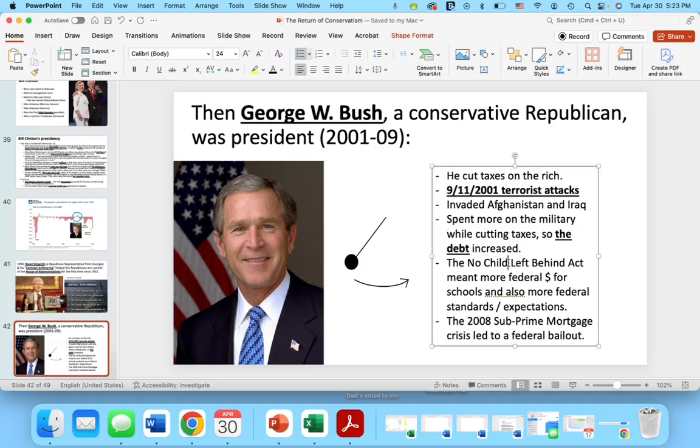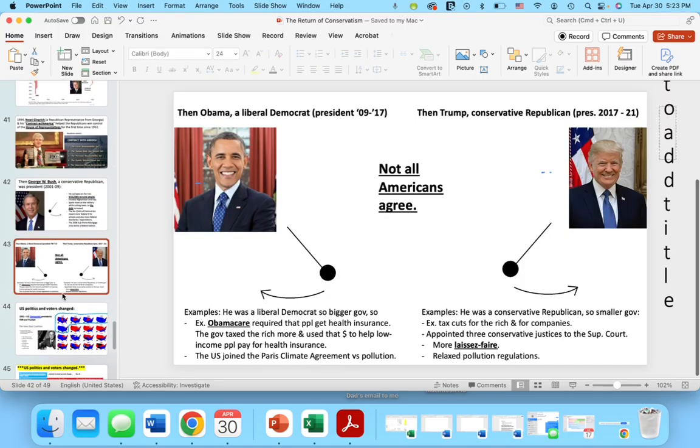He also did the No Child Left Behind Act, and that meant more federal money for schools and also more federal standards and expectations for schools. That's unusual because if you remember, it's the states and towns that really run the schools. Then the pendulum swings back to the left. You get Obama, a liberal Democrat. He's president from 2009 to 2017. He's a liberal Democrat, so he wants bigger government.